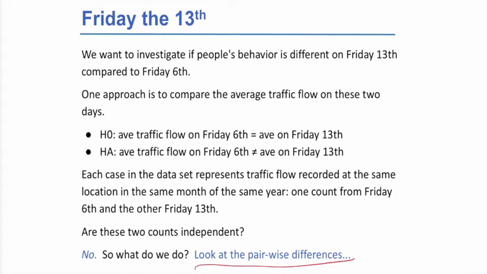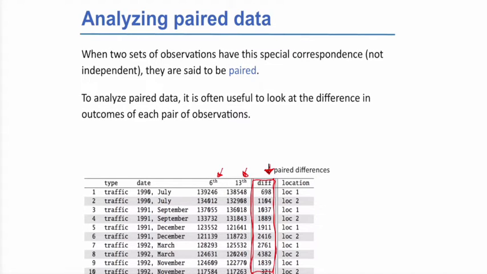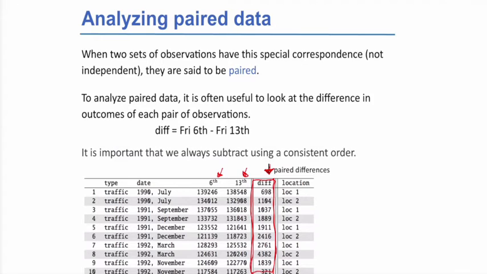So we're going to look at the pair-wise differences. Matched pairs. So we do the difference of the traffic flow on the 6th minus the traffic flow on the 13th, and we make a list of all of those differences, and that gives us a single data set. Now, that is a one sample, which we can find the mean and the standard deviation of. And it doesn't matter which way you subtract, but you have to subtract in the same order. So here we did the 6th minus the 13th.